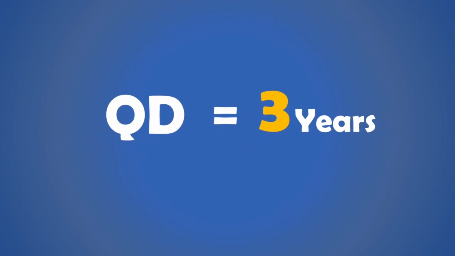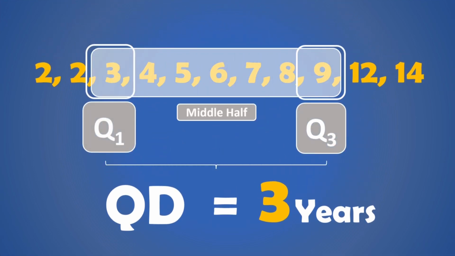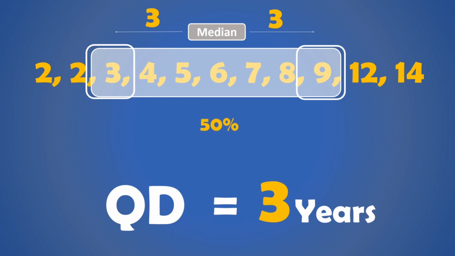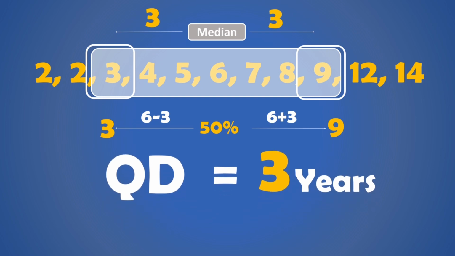Awesome. So what does this mean? Well, it's easy. Let me explain. This means that the middle half of the data values from Q1 to Q3 is within 3 years of the median. So what we're saying in essence is 50% of our data points are between 6 minus 3, which is equal to 3, and 6, that's the median, right, plus 3, which is equal to 9. And the other 50% of the data are either below 3, that's Q1, or above 9, that's Q3.